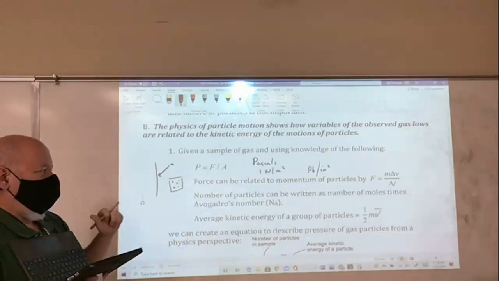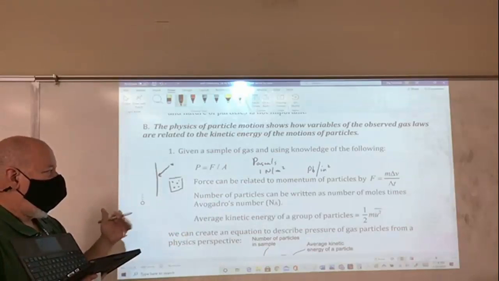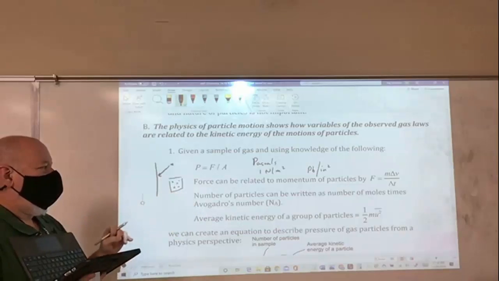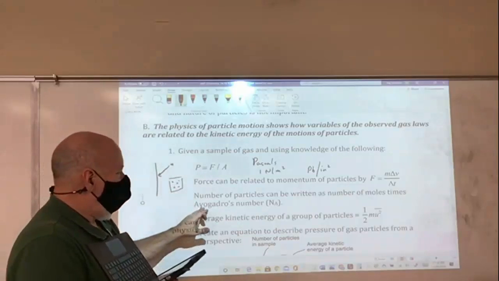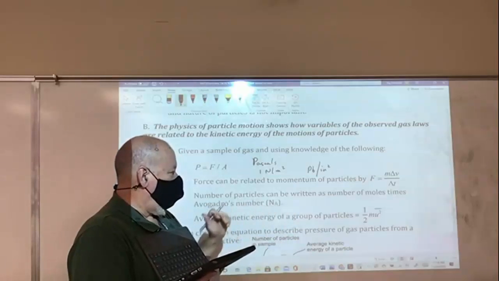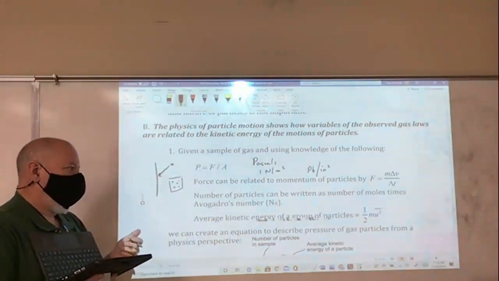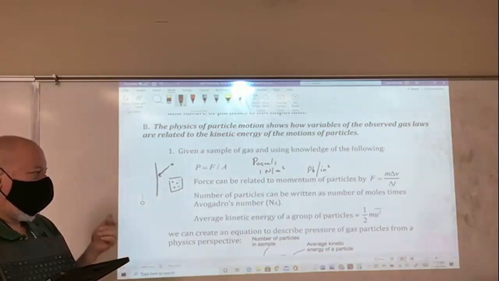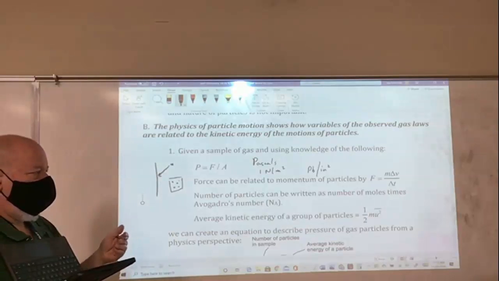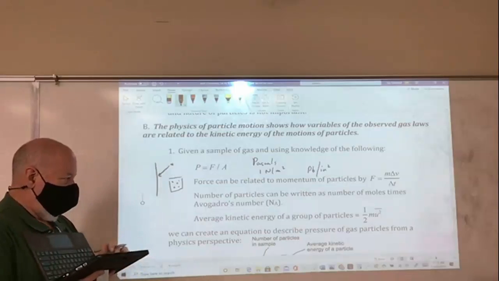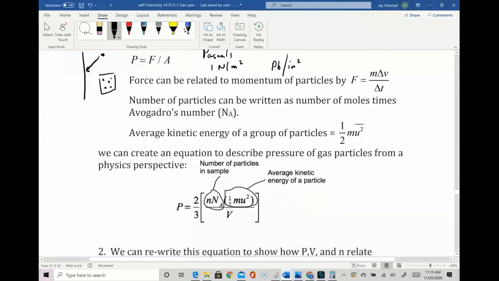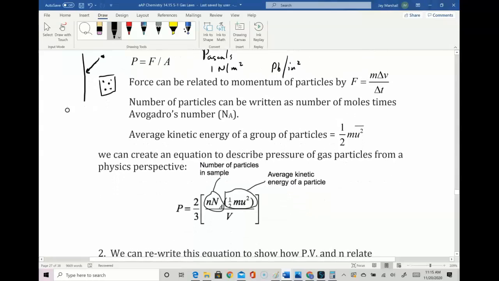We can also write the number of particles that we have. We don't just have one particle, right? We have a number of particles. But if we know that 1 mole contains Avogadro's number of particles, 6.022 times 10 to the 23rd, we can multiply that number times the number of moles of stuff that we have, and that will give us the number of particles. And then we can say that the average kinetic energy of a group of particles is 1/2 m u squared. And here we're using u to represent velocity. And the little bar over here means average velocity.